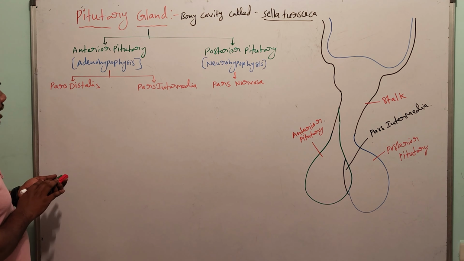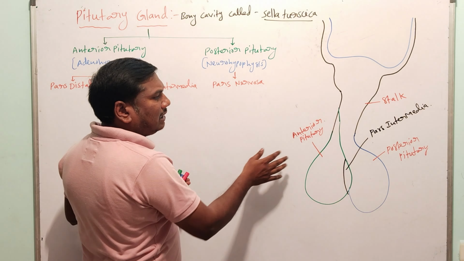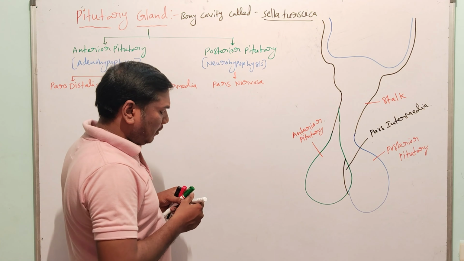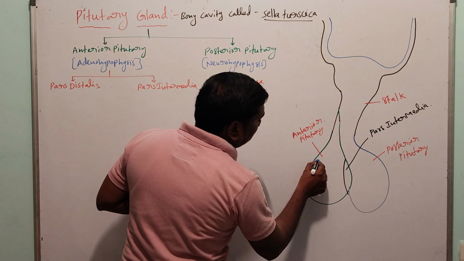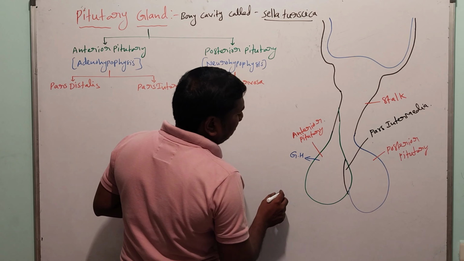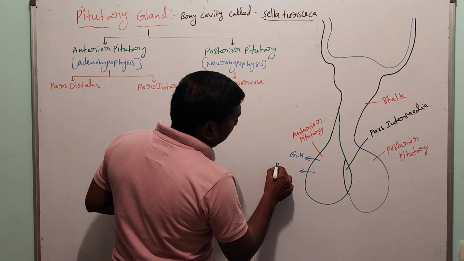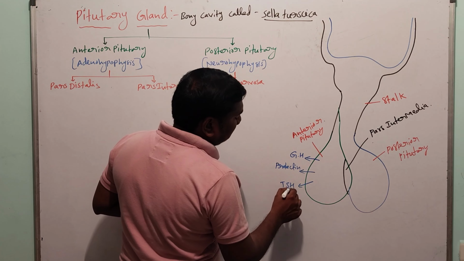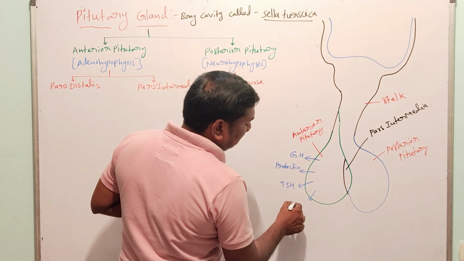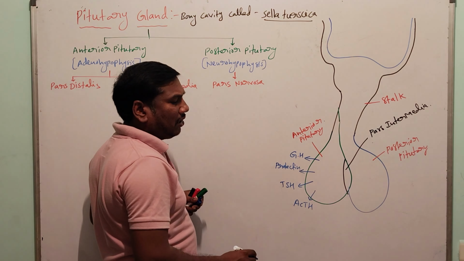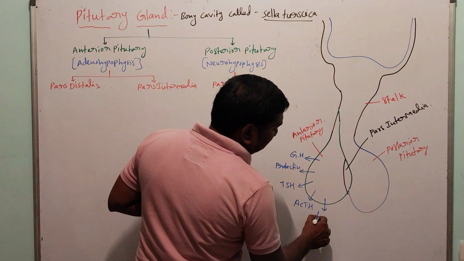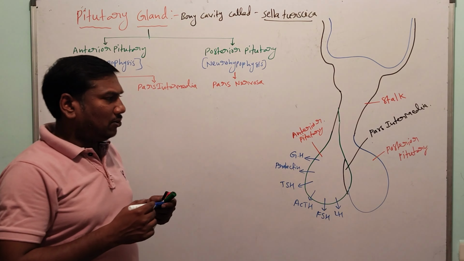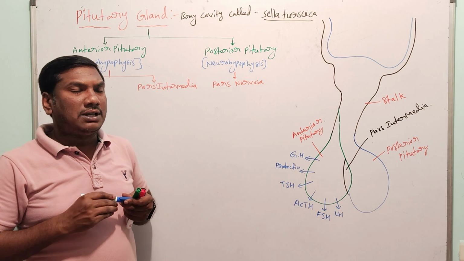Next one, first one is the anterior pituitary or pars distalis. This anterior pituitary secretes six types of hormones. One is the growth hormone. Second one is the prolactin. Third one is the TSH, thyroid stimulating hormone. Fourth one is the ACTH, adrenocorticotropic hormone. Fifth one is the FSH, follicle stimulating hormone. Sixth one is the LH, luteinizing hormone. The anterior pituitary gland releases six types of hormones.